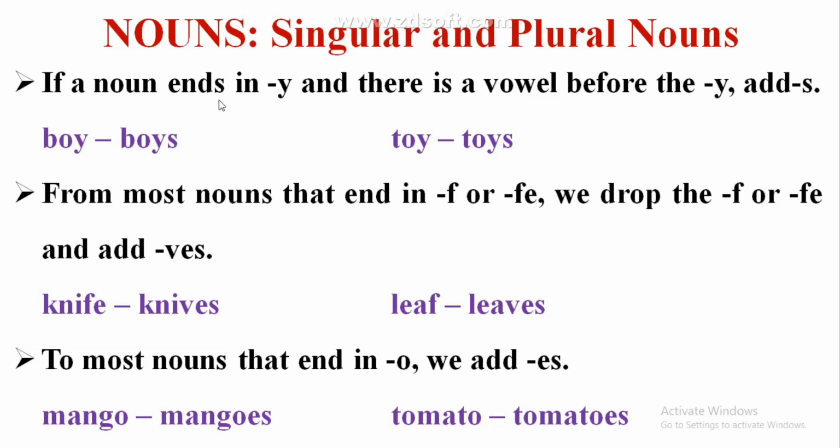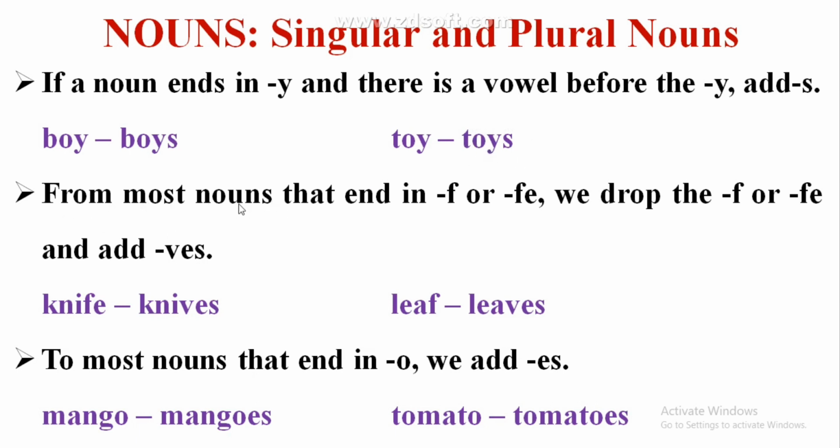If a noun ends in y and there is a vowel before the y, then simply add s to make its plural form. Example, we add s to make plural of boy. For making plural of toy, we add s and the plural form becomes toys.